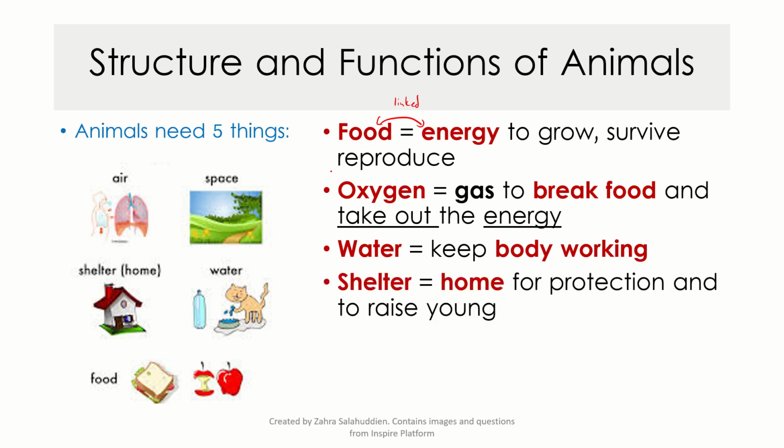We need a shelter. A shelter is a home for animals. So why do animals need homes? They need it to keep themselves safe for protection. So the word protection means to keep safe and to raise their young. Young are their babies. So to let their babies grow.